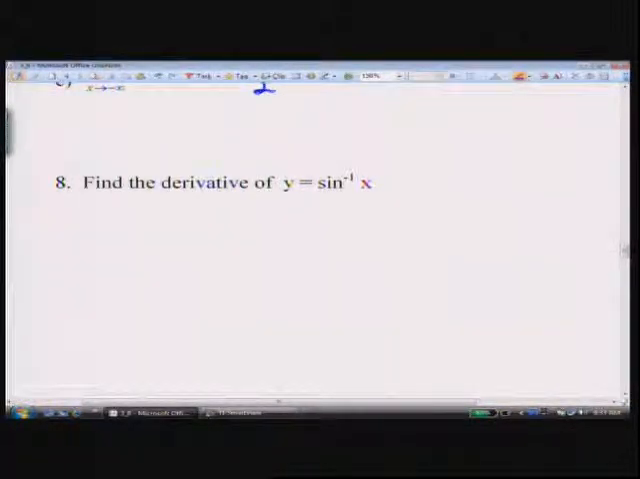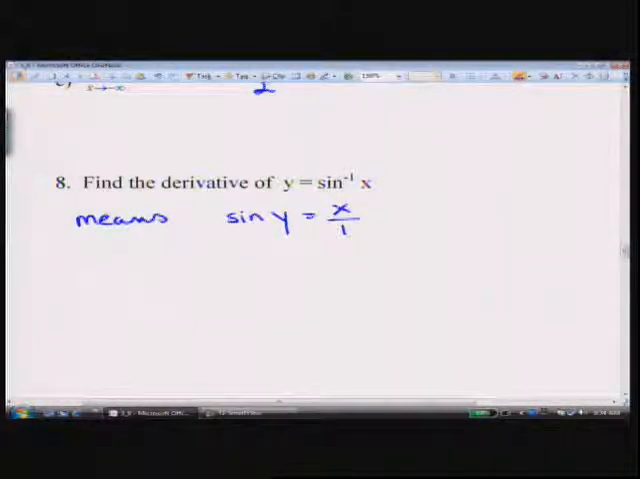Y equals inverse sine x. This means give me the angle, here it'll be y, where the sine ratio is x. So this means that the sine of y has to equal x. And just to be consistent with what I've been doing, I'm going to say x over 1, because this is the angle that has x as its sine ratio.